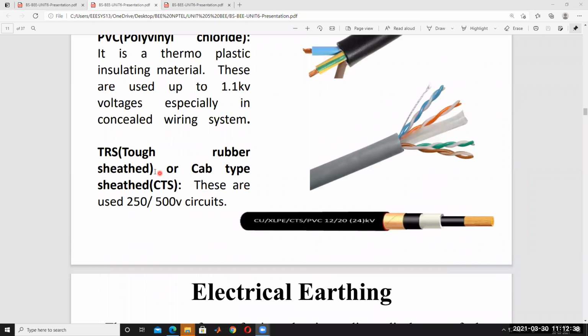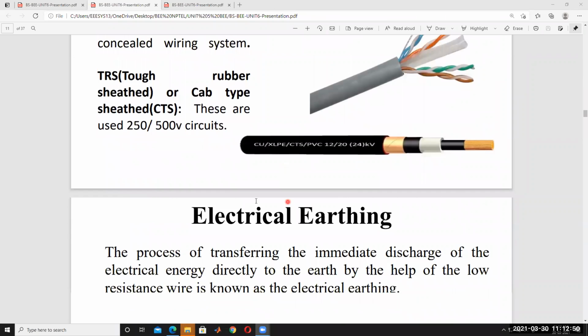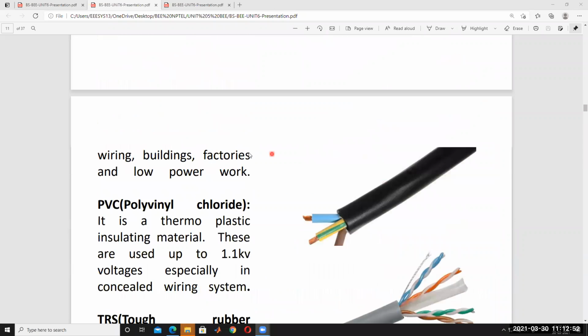Tough rubber sheath, TRS, or cab tyre sheath, CTS, are also used. These are in the range of 250 to 500 volts. So this is about the cables.